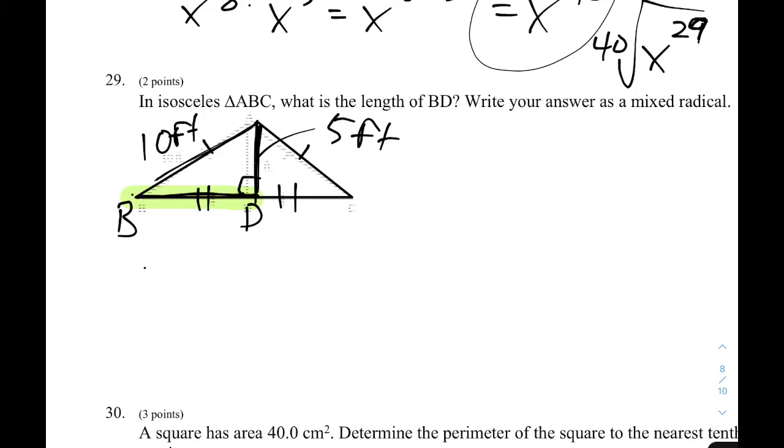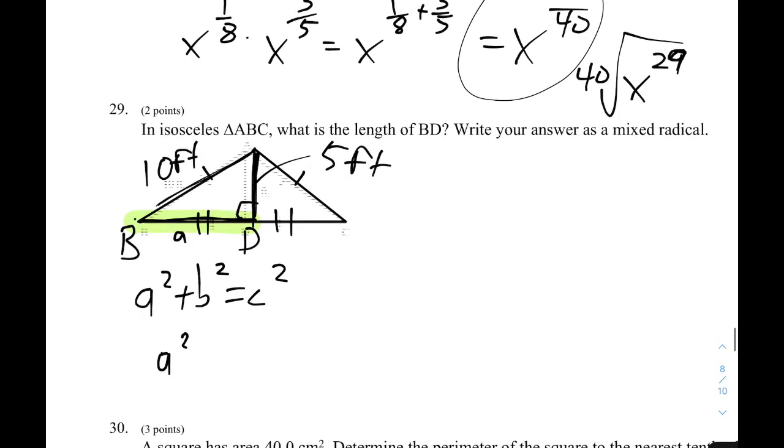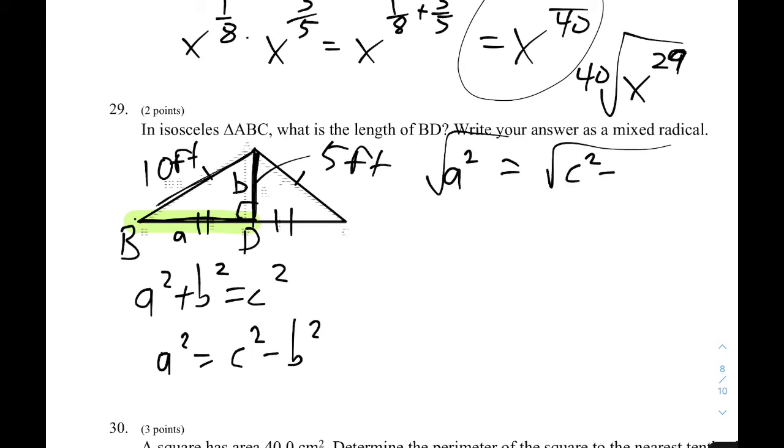So for a right triangle, we can use the Pythagorean theorem. a squared plus b squared is c squared. We know c has to be the hypotenuse, and a and b can be either of the other two legs. So if we rearrange to find one of the two legs, call this one a, call this one b. So if we're looking for the missing side, a squared is c squared minus b squared. And if a squared is c squared minus b squared, the root of a squared is the root of c squared minus b squared.